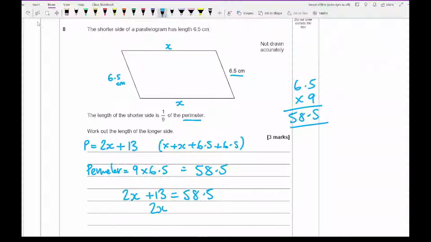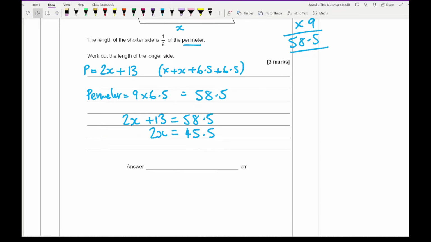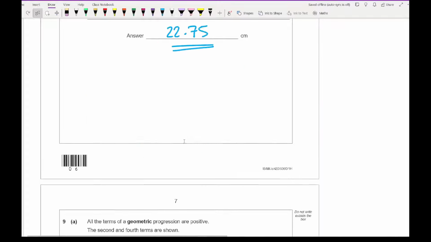So then taking the 13 over to the side, I get 2x equals 45.5. And then if I divide 45.5 by 2, that's then going to give me 22.75, my final answer. Again, if you're not too sure how to do that, then just use the bus stop method and you will get that answer.